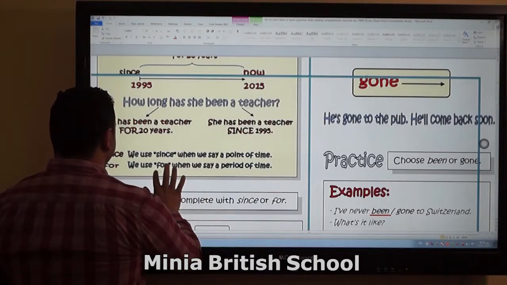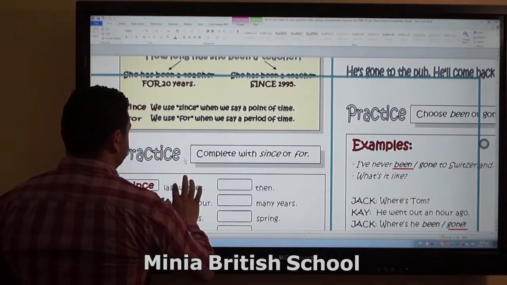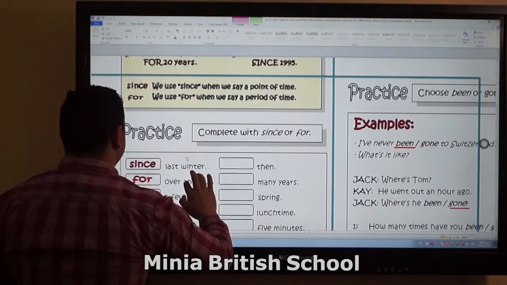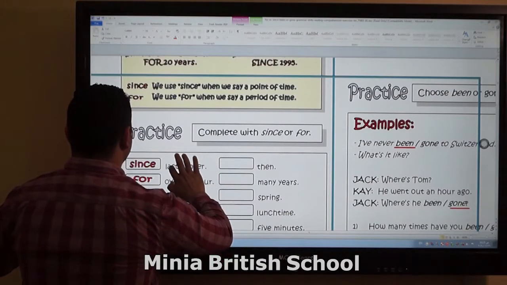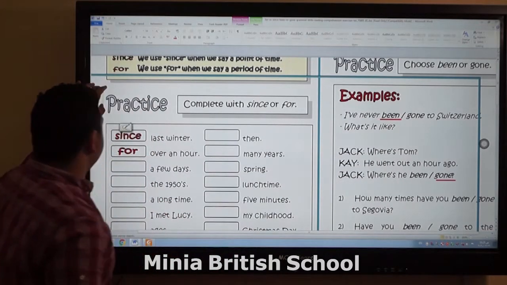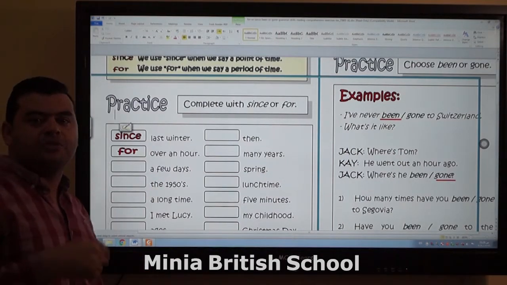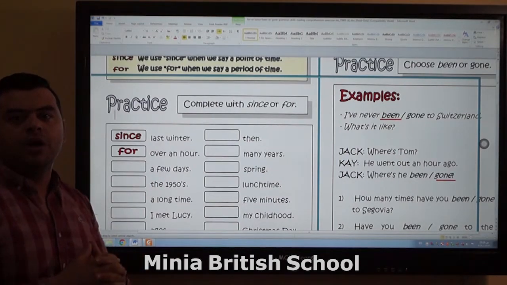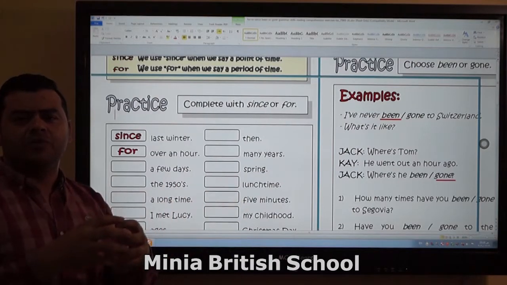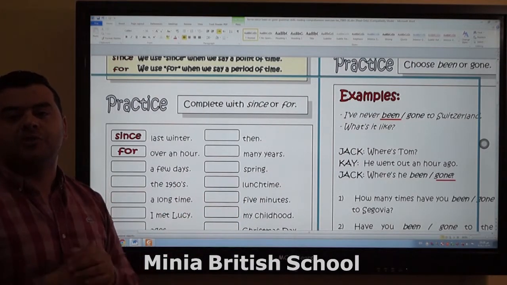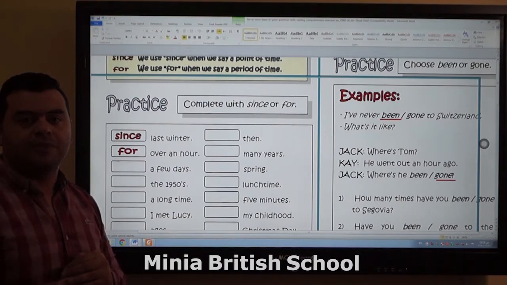Some exercises you will find here. So what do you think? Since and for. And you will find the list, a list of everything in the present perfect and the past participle. You will find them in the description.